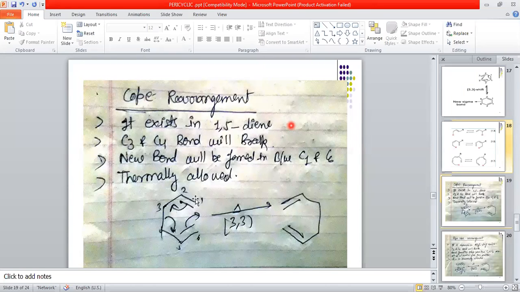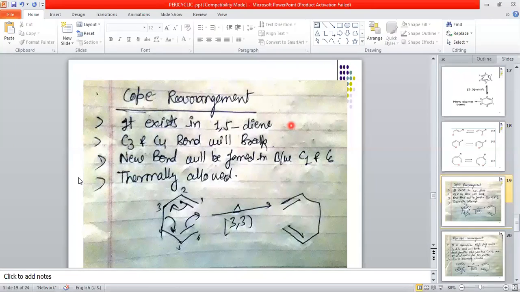Now again this double bond will shift to this side. It will make a new sigma bond. So here it is written that the carbon 3rd and 4th bond will be broken down and a new bond will be formed between carbon 1 and 6. Here you can see. And this particular Cope rearrangement is always thermally allowed.